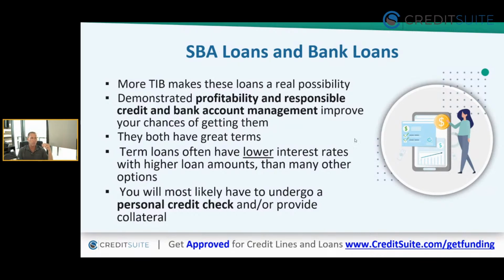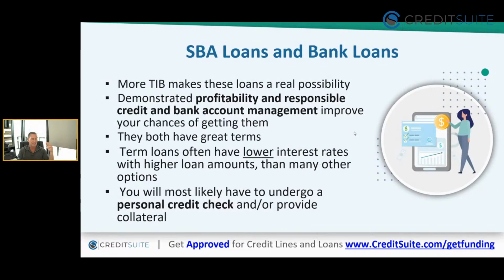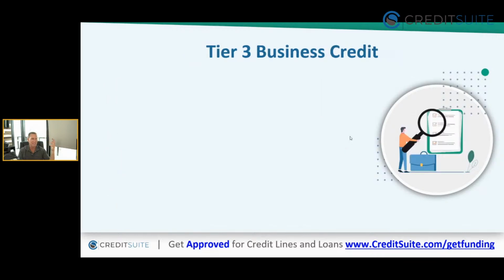So that's what we want to work up to. We want to get term loans. We want to get SBA loans. We want to get credit lines in this phase because this gives us longer term financing. We can buy more, expand our business, and keep our payments low.